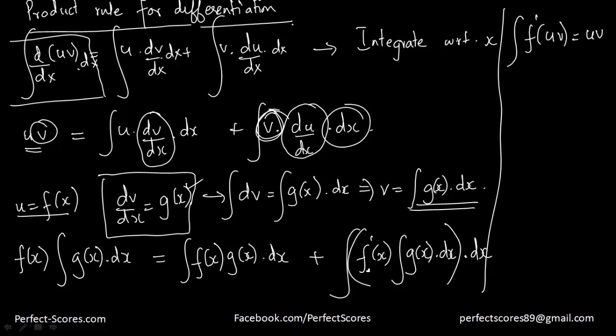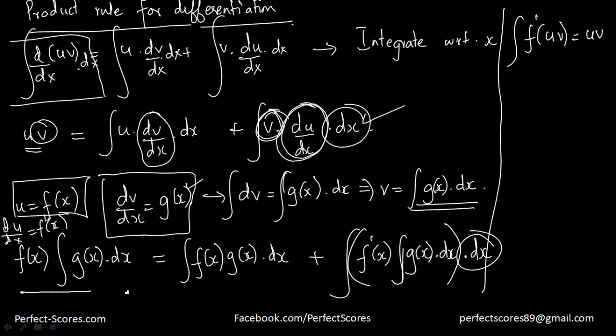Let me repeat that again. First I'm going to talk about what du over dx is. Du over dx is equal to f dash of x, because u is equal to f of x. What is v? V is the integration of g of x dot dx. So instead of v, I wrote the integration of g of x dot dx, and this dx was left here, so I've kept this dx right here. I'm going to write this equation on the next page.